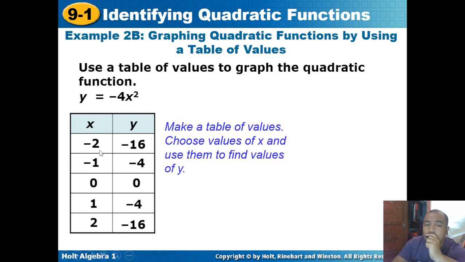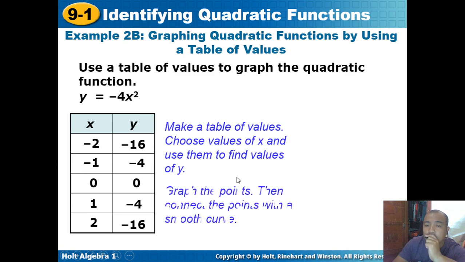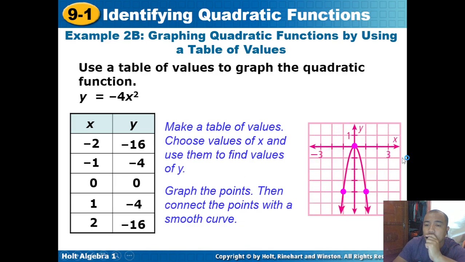So for negative 2, negative 1, 0, 1, 2, for the values of x, let us solve for y. Substitute x here. Negative 4 times 4, negative 16. Negative 4 times 1, negative 4. Negative 4 times 0, 0. Negative 4 times 1, negative 4. Negative 4 times 4, negative 16. Then graph the points, then connect the points with a smooth curve. So as you can see, the graph opens downward.